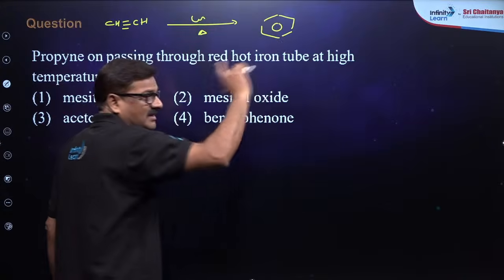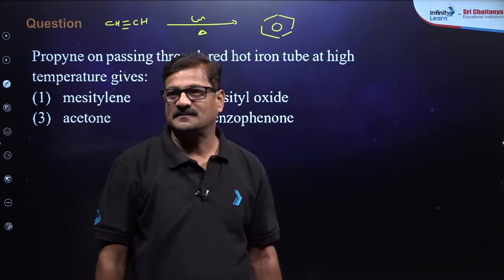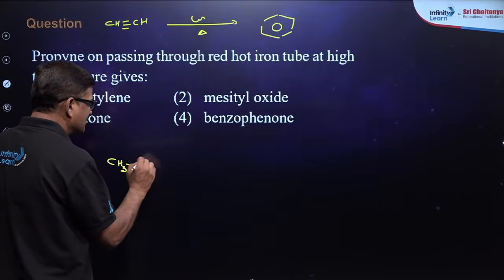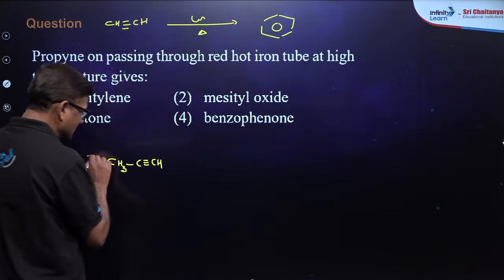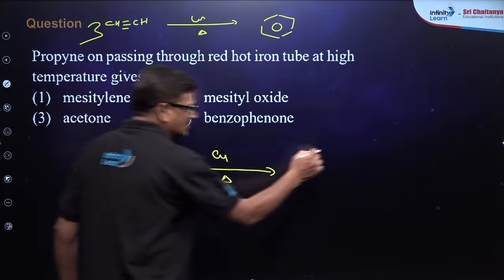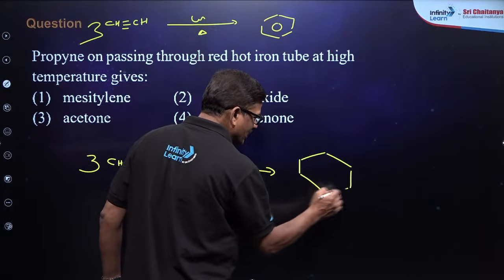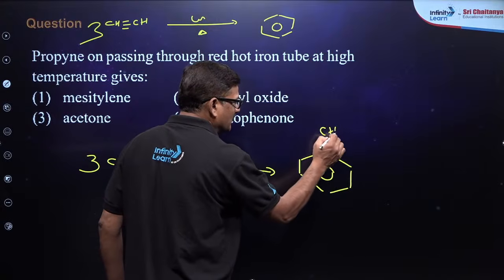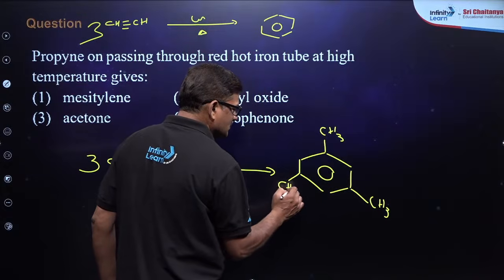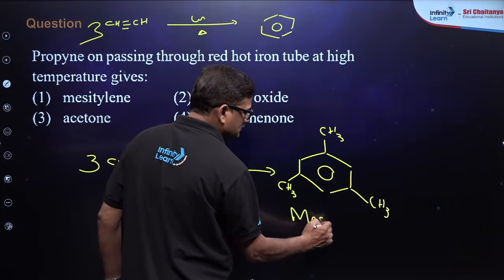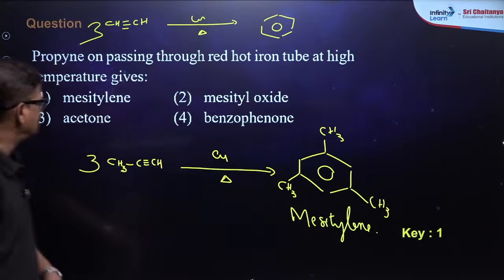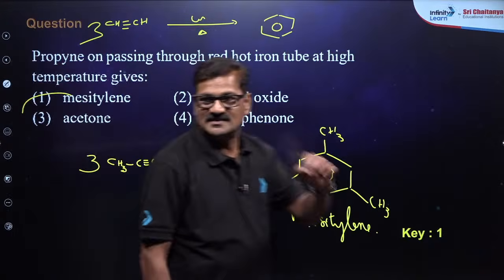Remember, cyclic polymerization takes place. When you talk about propyne, CH3-C triple bond CH, and red hot copper tube, the product that you are going to get is trimethylbenzene. This is called mesitylene. Option 1 is the correct answer.